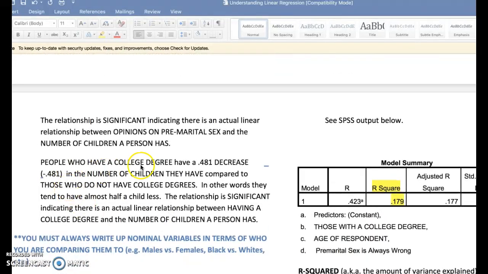So I think we left off here with this negative 0.481. People who have a college degree have a 0.481 decrease in the number of children they have compared to those who do not have college degrees. In other words, they tend to have almost half a child less. The relationship is significant, indicating there is a relationship between having a college degree and how many children you have.